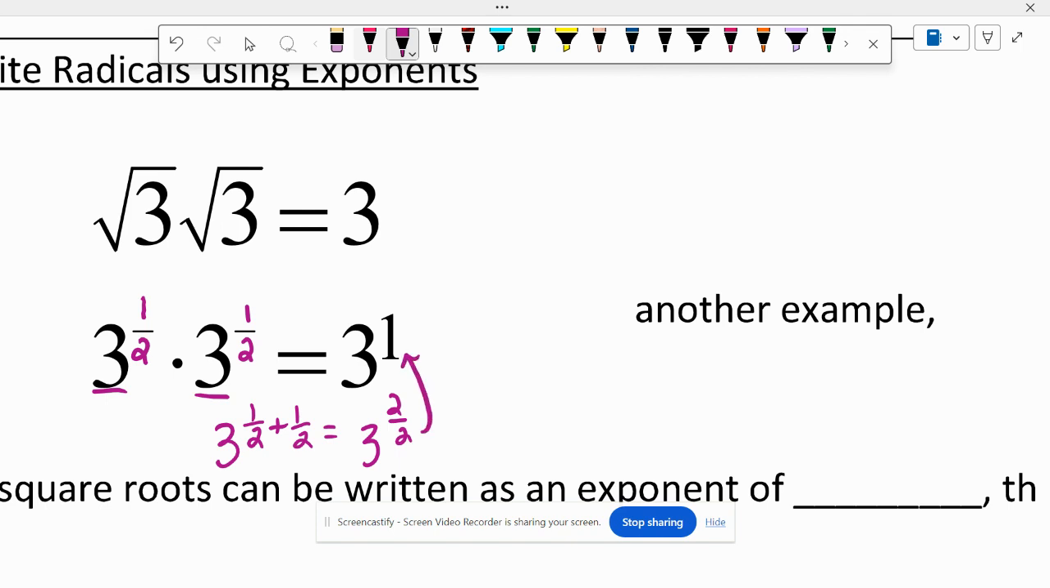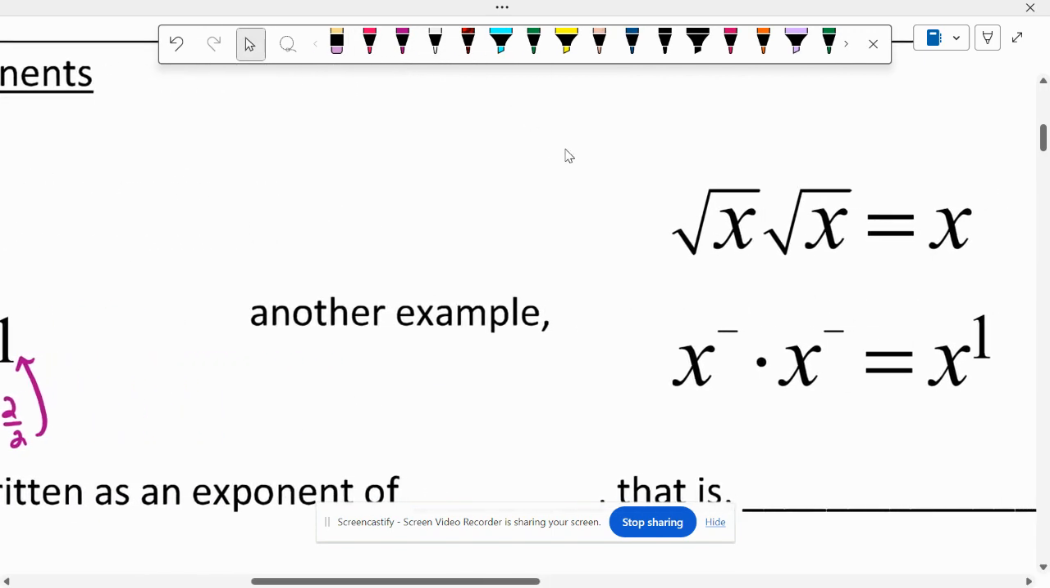That's why, when you multiply a square root by a square root, the radicals disappear. Don't you love that? Now you know really why it happens. I love it. Let's slide over to the next one.